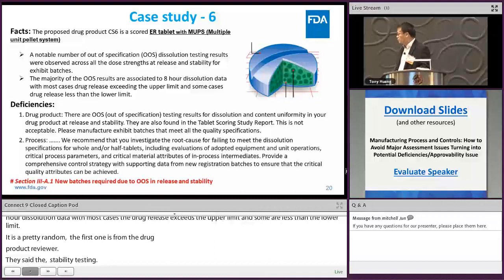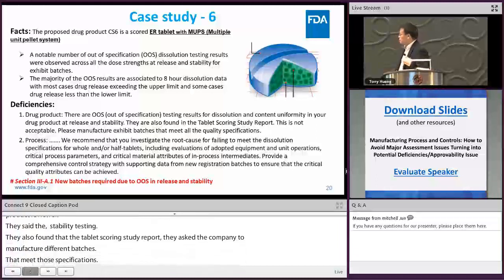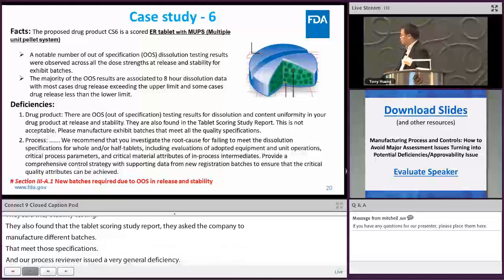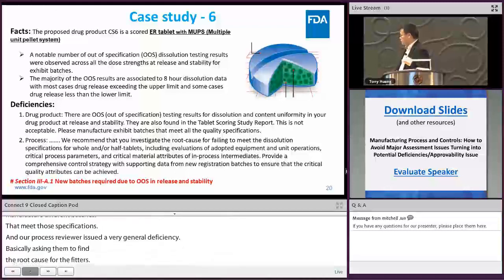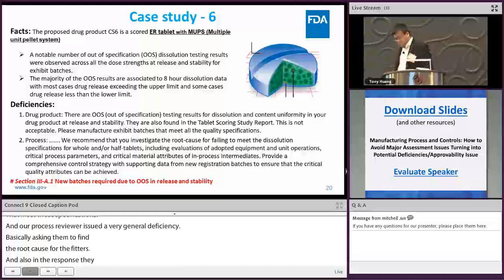And our process reviewer issued a very general deficiency. Basically asked them to do the investigation of the root cause for the failures, and also in their response they need to define all the CCPs, all the material attributes, and provide a comprehensive control strategy.